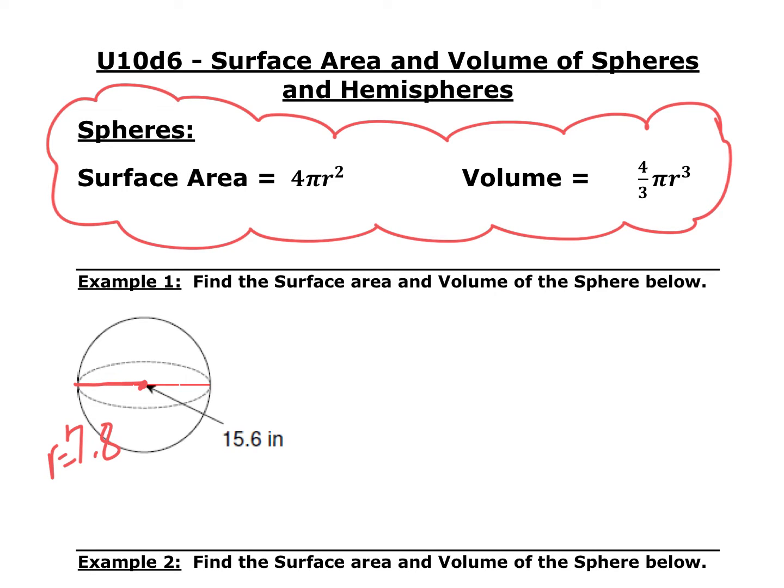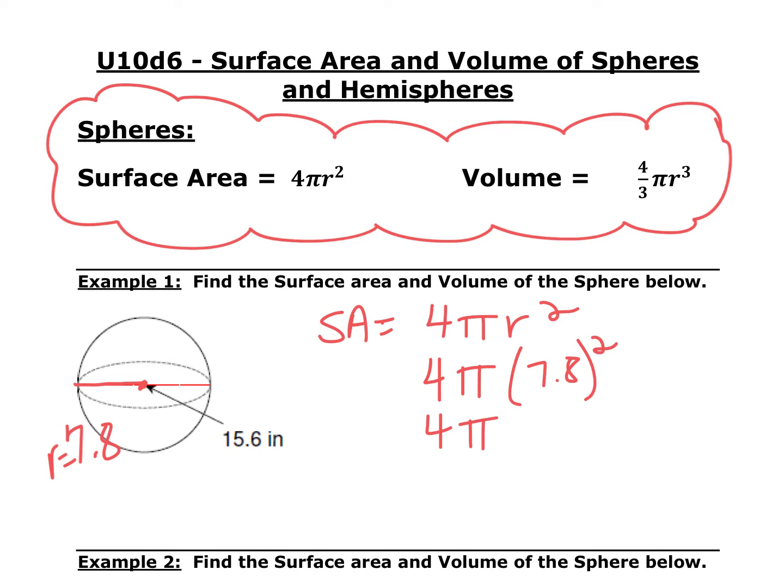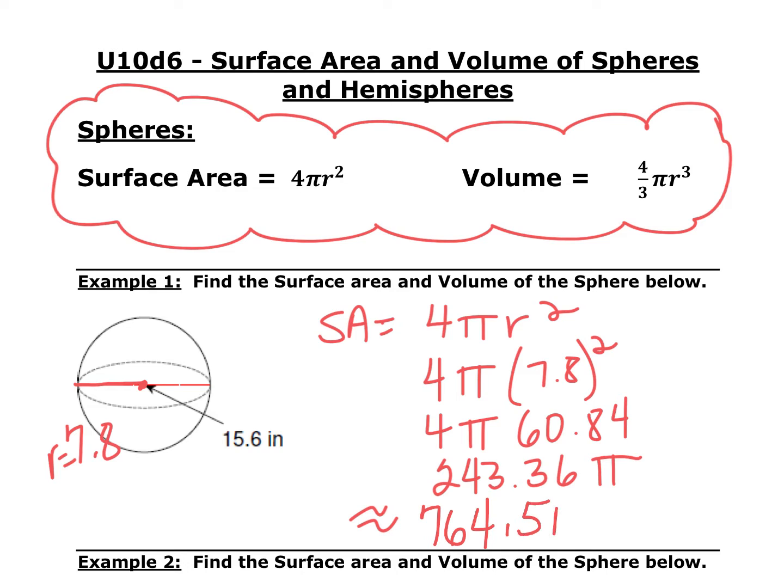All right, so we'll plug that in our surface area formula. So 4 pi r squared is the formula we're going to use, and we get 4 pi 7.8 squared. And that's 4 pi times 60.84. And we'll multiply that by 4. We get 243.36 pi is our exact answer, and our approximate surface area, times pi, is 764.515, and we're doing inches squared.